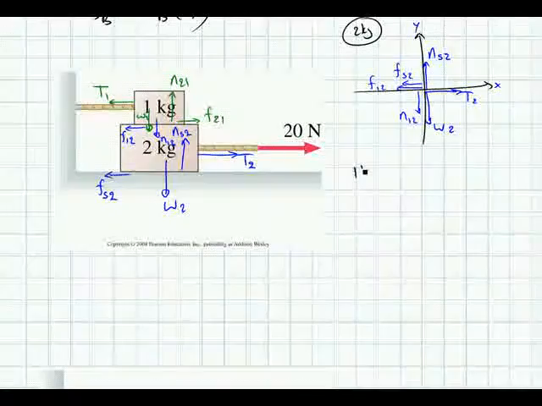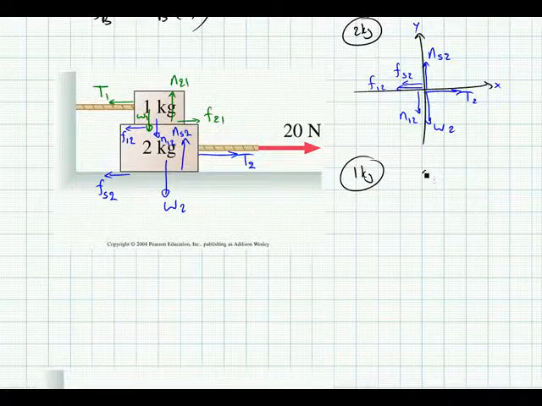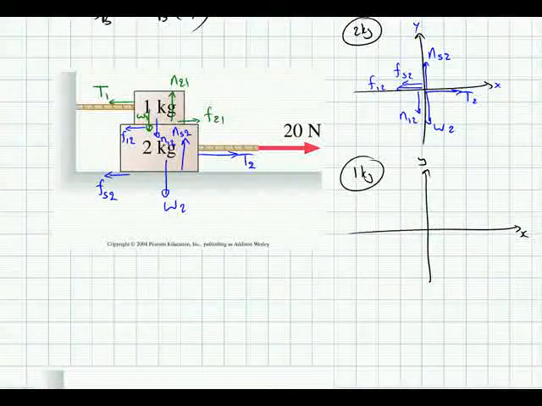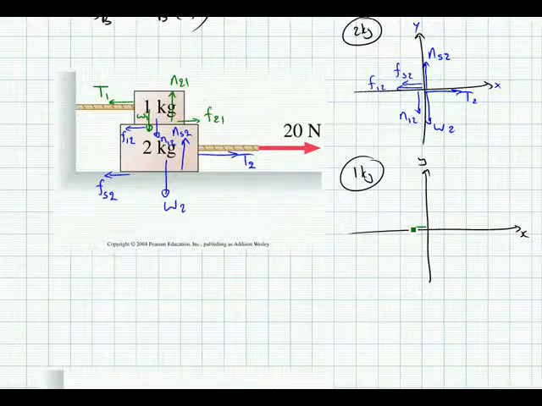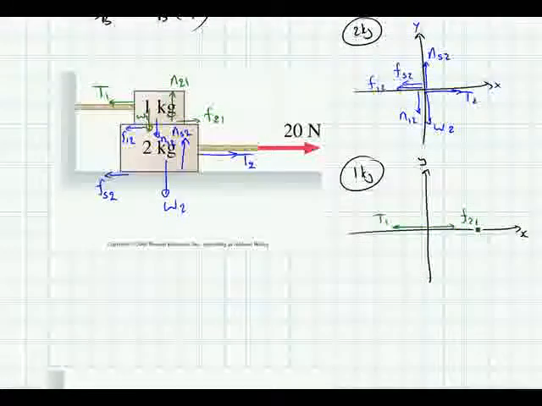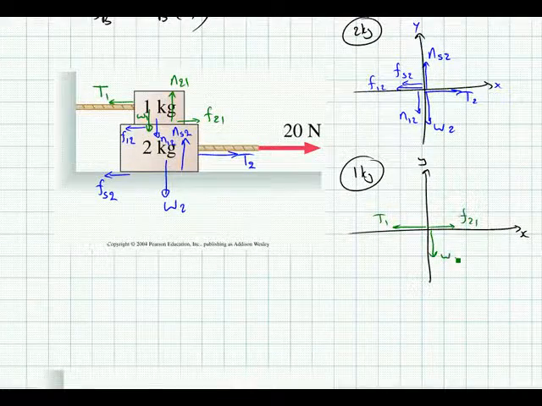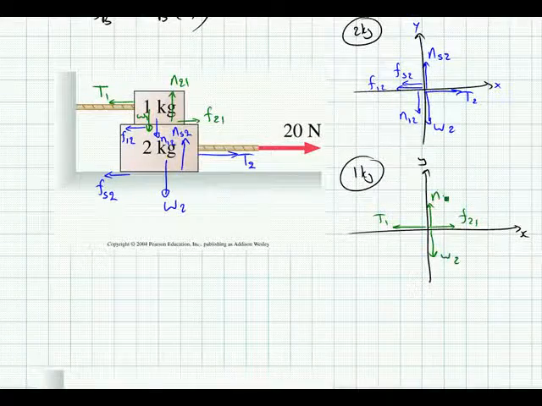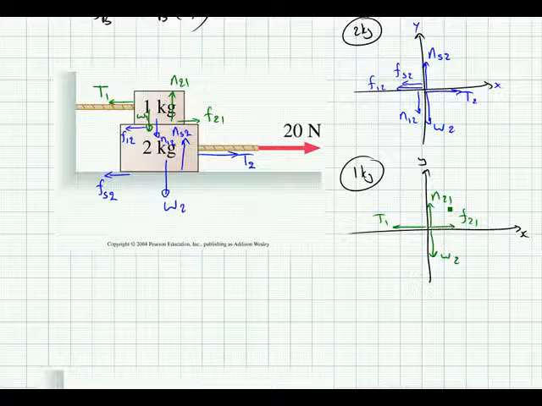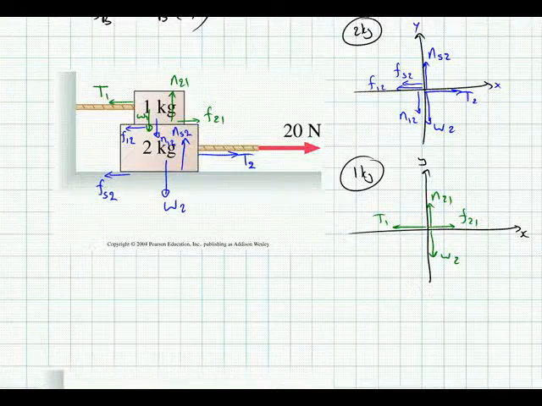So the free body diagram for the 1 kilogram object would look like this: our x, y. Switch the color of pen. I have T1, friction force 2 on 1, W2, and N2,1. These are the 4 forces acting on the 1 kilogram object.